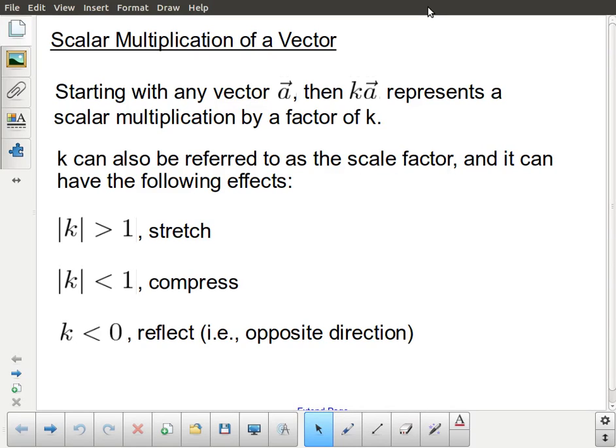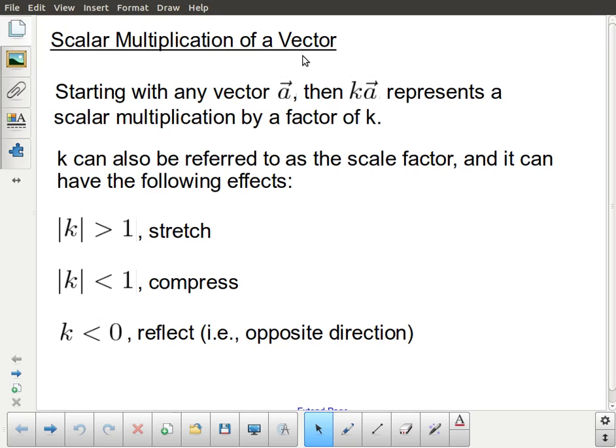In this lesson, we're going to be continuing with our discussion of vectors, and we're going to be looking at the idea of scalar multiplication of a vector. Now, it's important to remember, why am I distinguishing here? Why am I saying scalar multiplication as opposed to just multiplication?